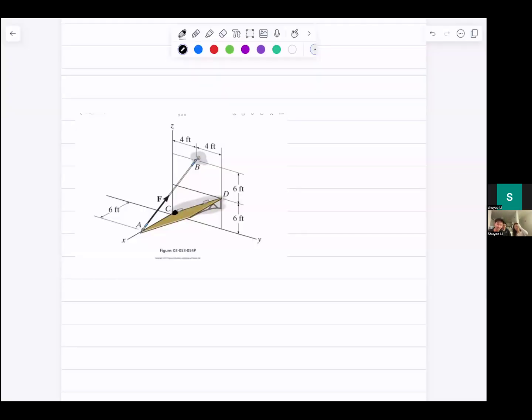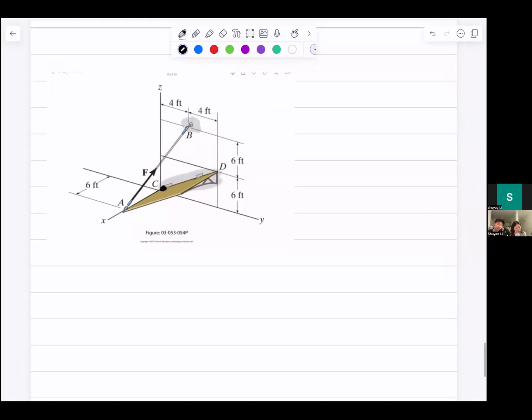Right, so now we're in lecture 6, which is taking a moment about a specific axis. I'm just going to go through it step by step. First, we have this F here, so we're going to take the components of that F and split it into i, j, and k. Once we have that, find the R that connects point C to any point on this F. We're just going to take A because we have the coordinates for that. So we're going to find CA.